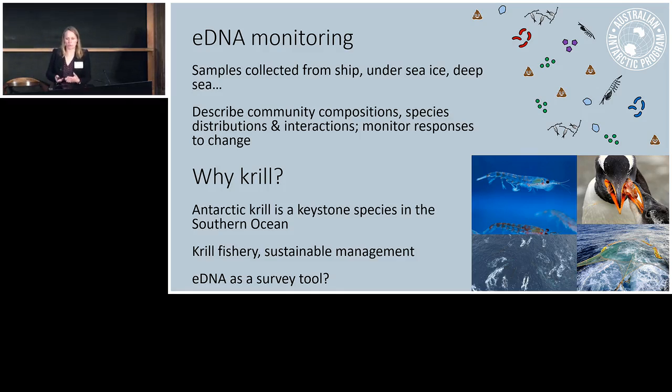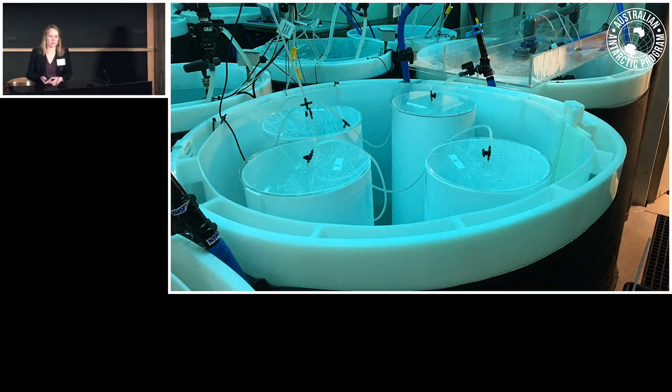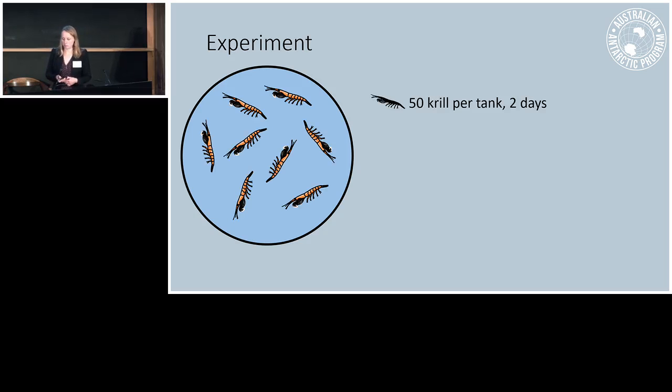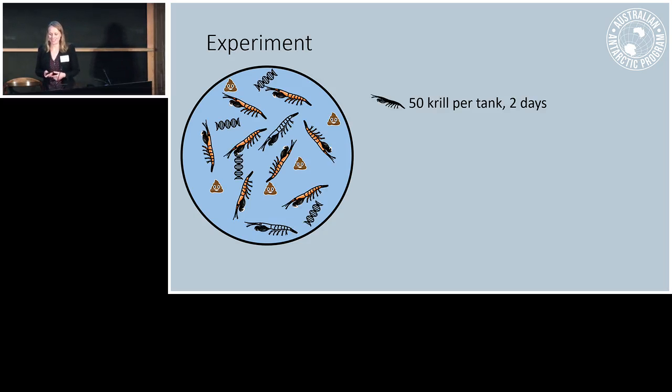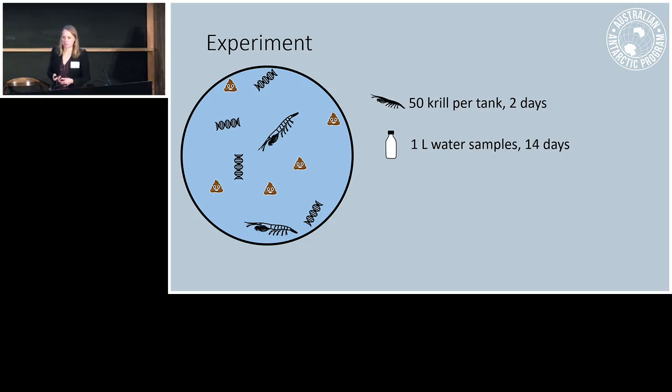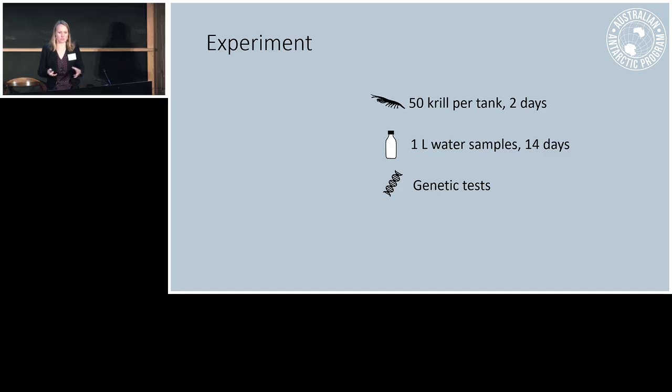To understand more about that, we set up an experiment in the krill lab at the AAD in Kingston, and we put some krill into some small tanks, and we let them release their eDNA into those tanks for 2 days, and then we removed the krill, and we sampled those tanks for 2 weeks to see how the eDNA of krill decays over that time. Then we did our genetic tests, and in fact we used genetic markers of different lengths to not only see how the DNA might decay over time, but also whether it fragments more over time, so we can get an idea for how long the eDNA has been floating around.